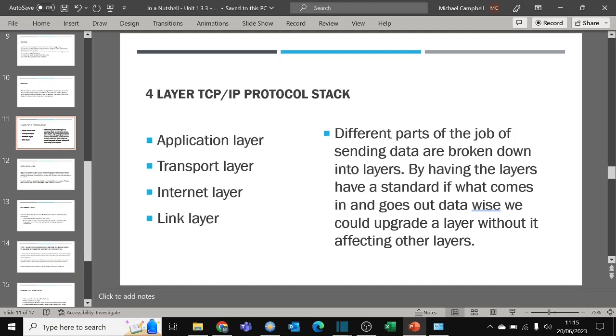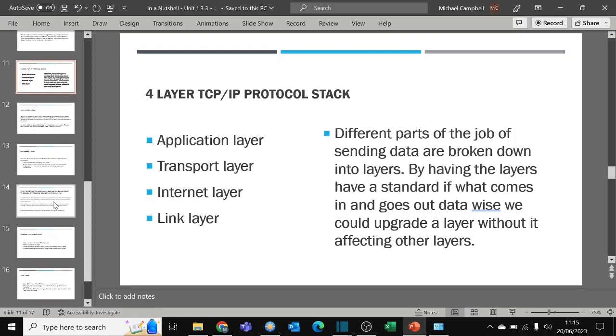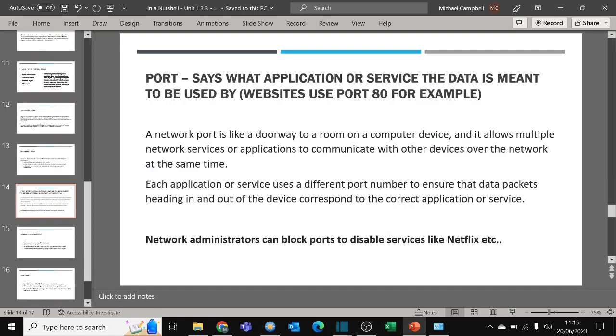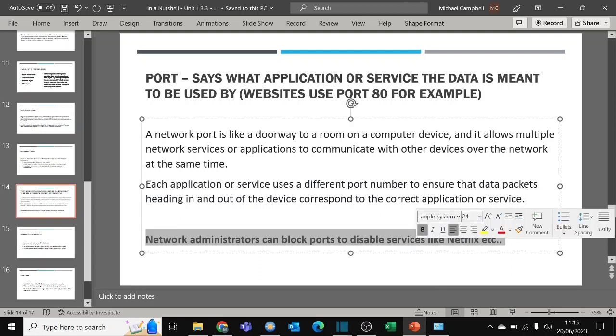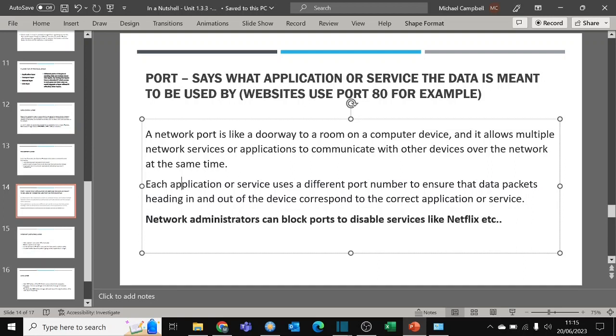Okay, the stack goes in and then it's popped off from the top. So we've done ports. Think of ports like a doorway. Yeah, that's it. And network administrators can block ports to disable services like Netflix. Each application or service uses a different port number to ensure that data packets heading in and out of the device correspond to the correct application or service.